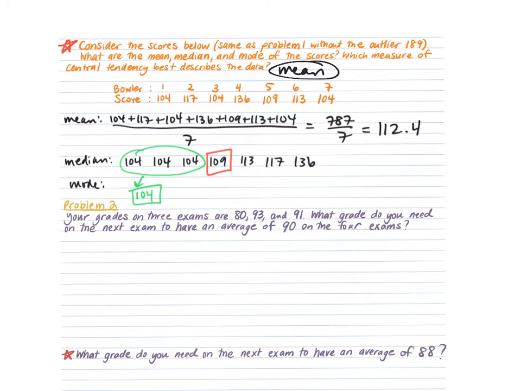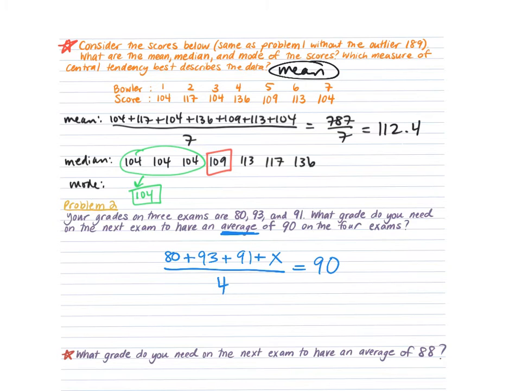So let's call this grade X that we don't know, right? We have 4 tests. One's an 80, one's a 93, one's 91, and the other one's an X. And then this is average, so we're going to do the mean. There are 4 tests, so we're going to divide the sum of these 4 tests, and we want the average to be 90.